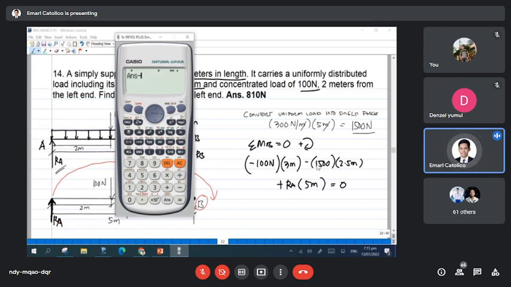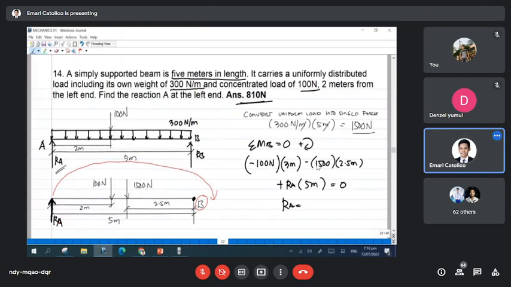Negative 100 times 3 minus 1.5 times 2.5 plus RA times 5 is equals to 0. Shift solve. Okay, so 810. Palitan yan ha. 810 Newton.